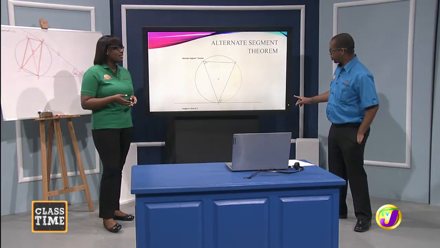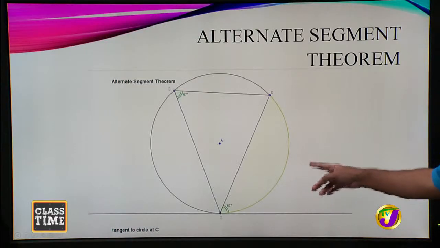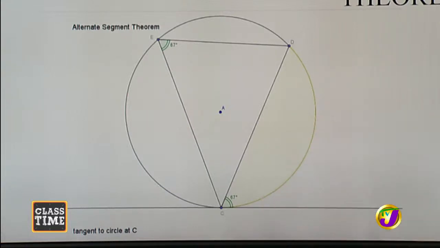No, that is it in terms of being in the alternate segment. Once an angle is formed between the tangent and a chord, the angle in the alternate segment has the same value. So that's an interesting and important thing to note.